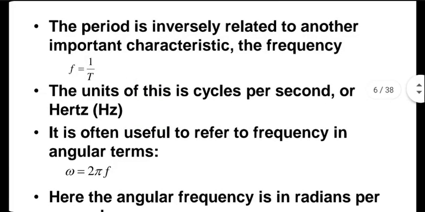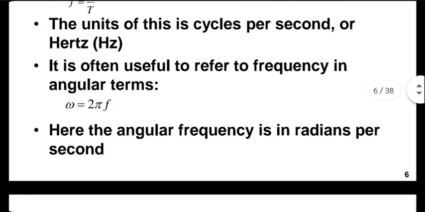This is the last time I'm going through basics. Okay. After that, no more. Angular frequency and frequency, don't confuse the two things. Angular frequency is 2 pi f. Units are radian per second.